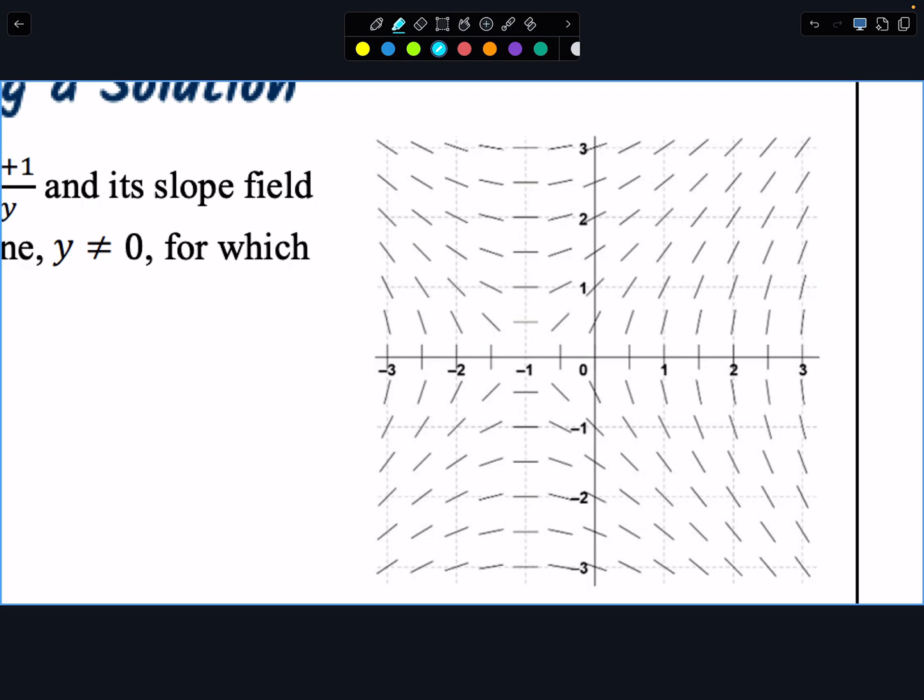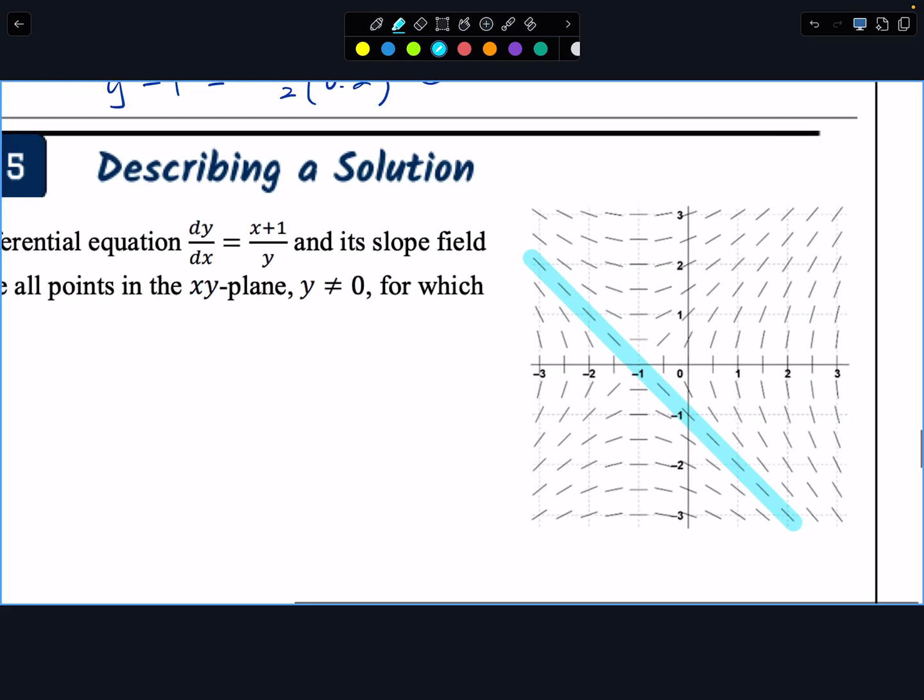Do you guys see it? I see a couple nods. What type of function does that look like? It looks linear, right? So if you guys don't see it, I'm talking about this right there. All those slopes look like it's negative 1, right? And it's forming a line. So check this out. This problem's actually pretty cool.